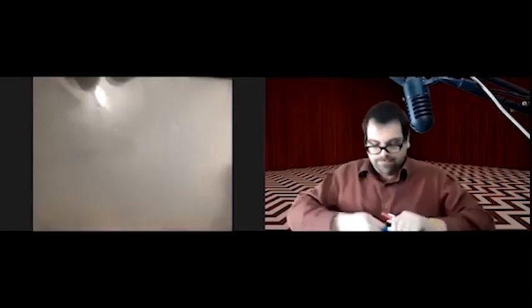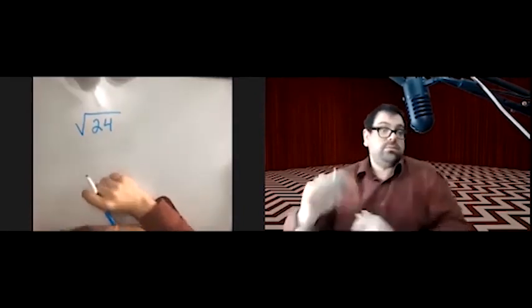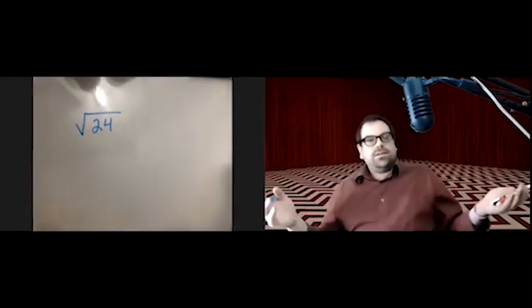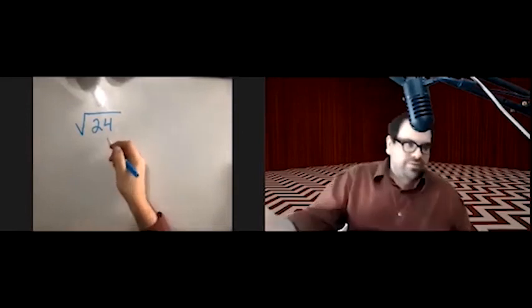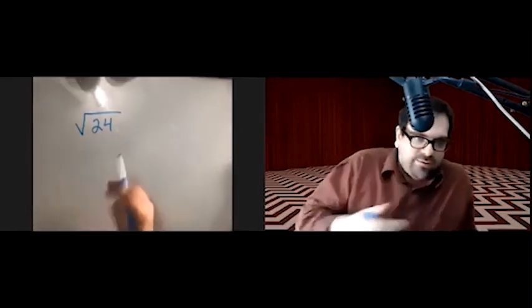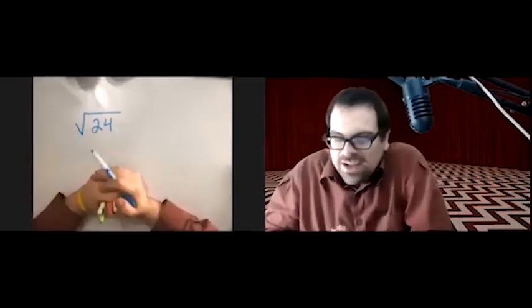Let's say we had the square root of 24. Well, we know the square root of 25 is 5. We know the square root of 16 is 4. This is between 16 and 25. That means we can't do anything, right? It's not 4, it's not 5. Guess what? There's a lot of numbers in between 4 and 5.